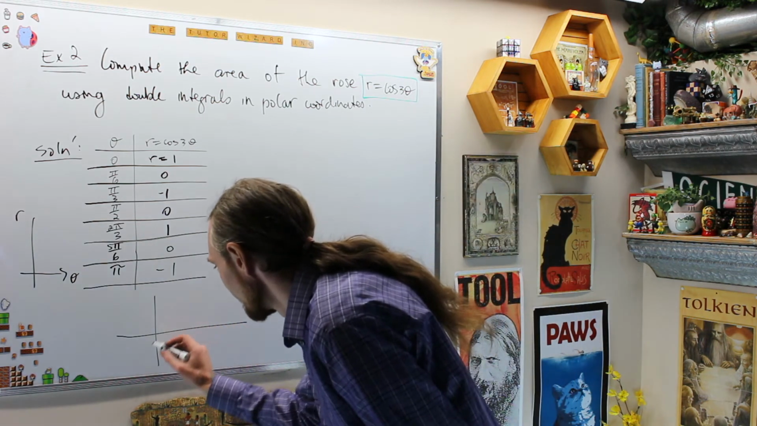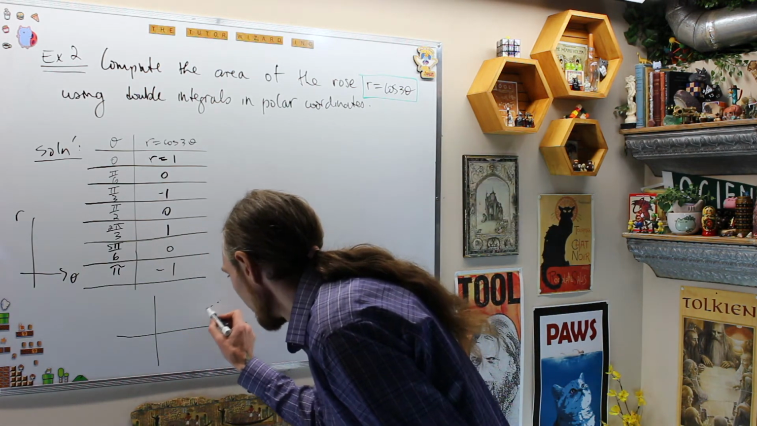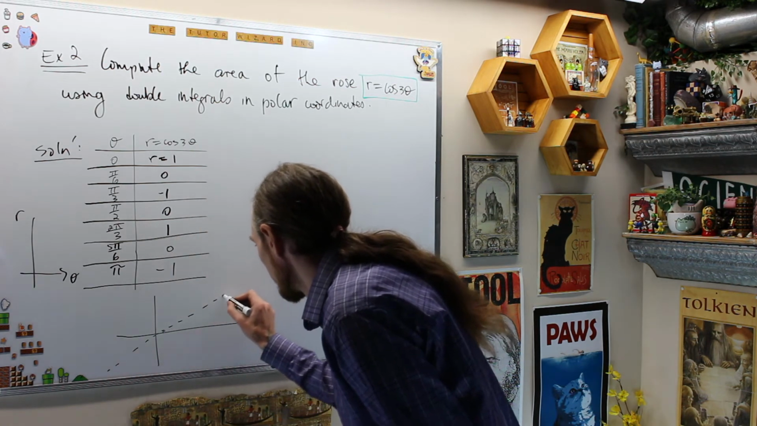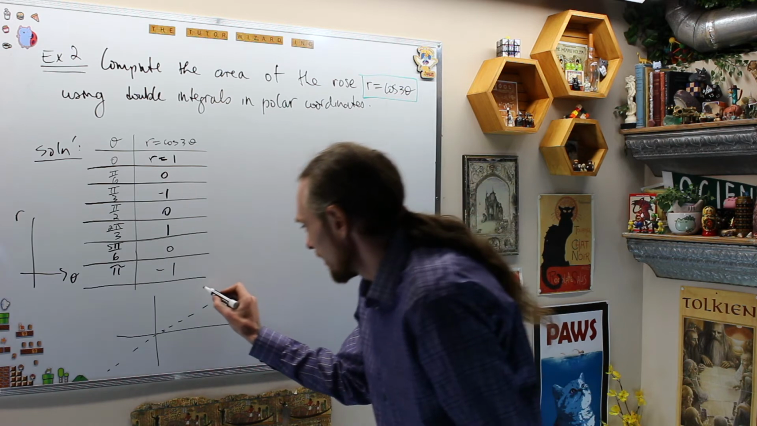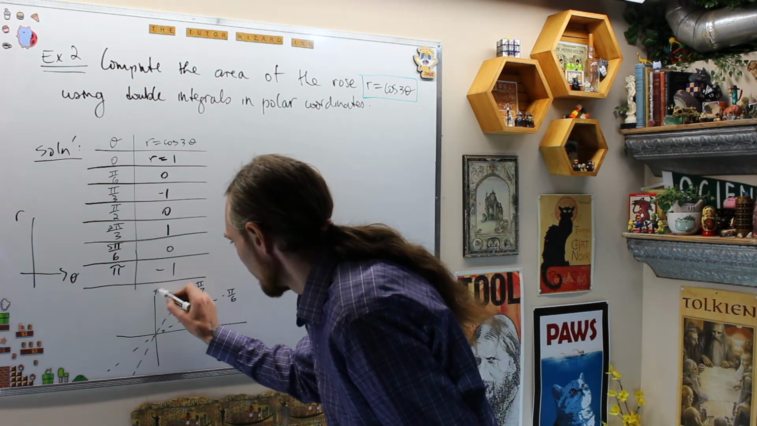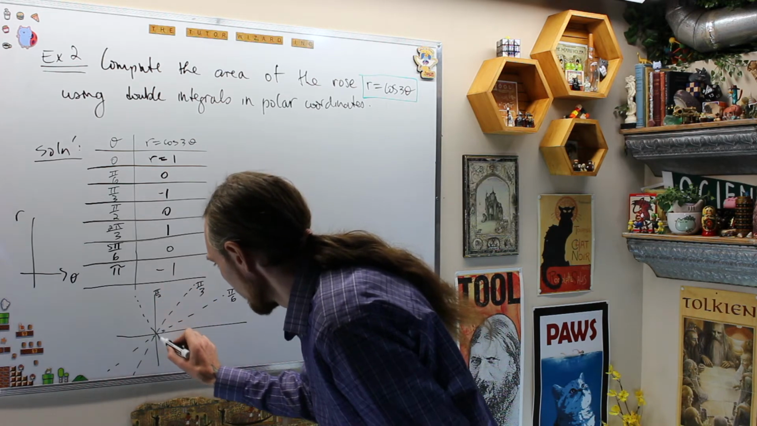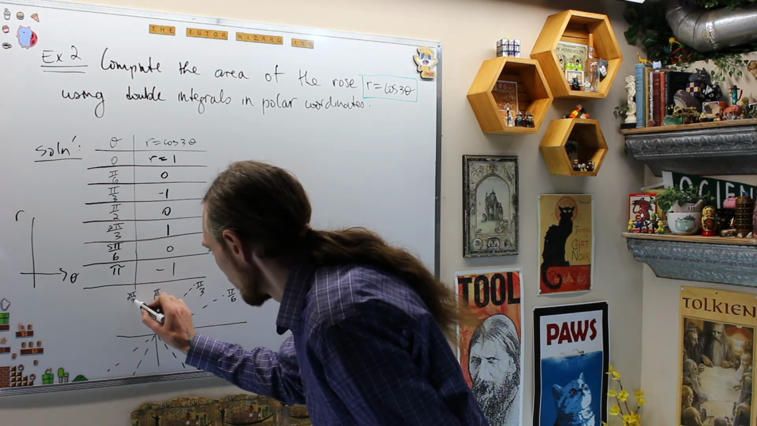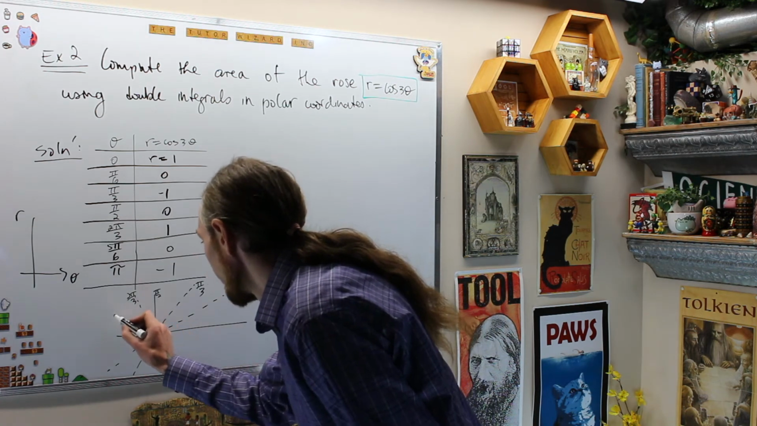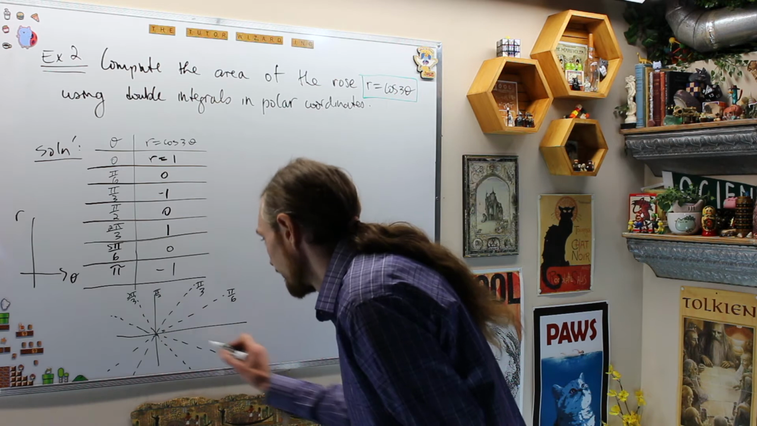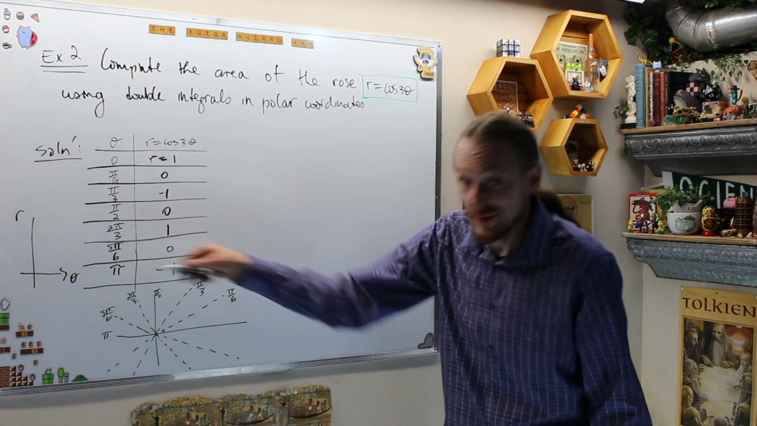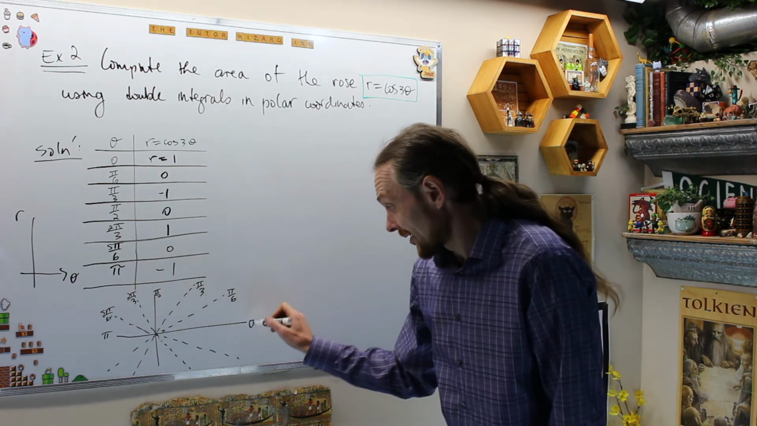Then what I need is these guys, pi over 6, and then pi over 3. Pi over 2 is this one. And then I need 2 pi over 3, and then 5 pi over 6, and then pi. So those are the guys starting at 0 to pi.